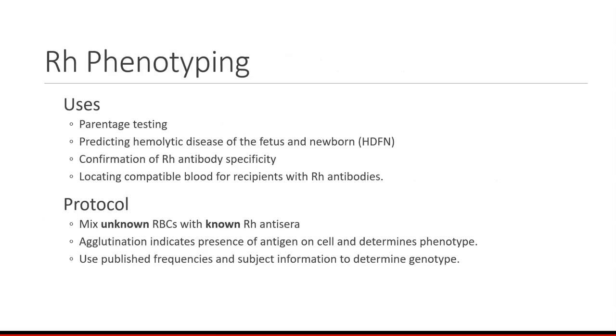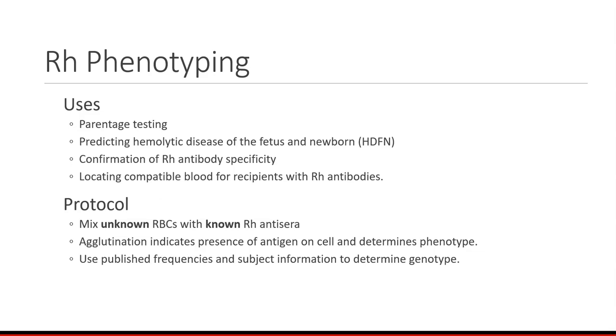What are some uses of Rh phenotyping? Parentage testing. So if you have a mom who's homozygous for C and a dad who's homozygous for C, and you have a child who's heterozygous, that would be a direct exclusion because the child inherited an antigen for which both the mom and the dad are negative. Predicting hemolytic disease of the fetus and newborn. So again, this mainly involves typing the mom and typing the dad, because if mom is D negative and dad is homozygous for D, then the baby will inherit the D antigen.